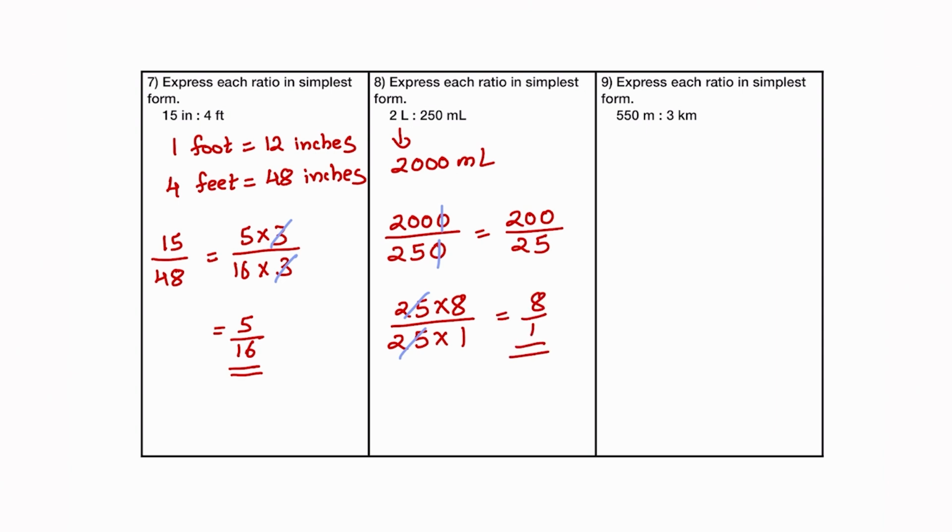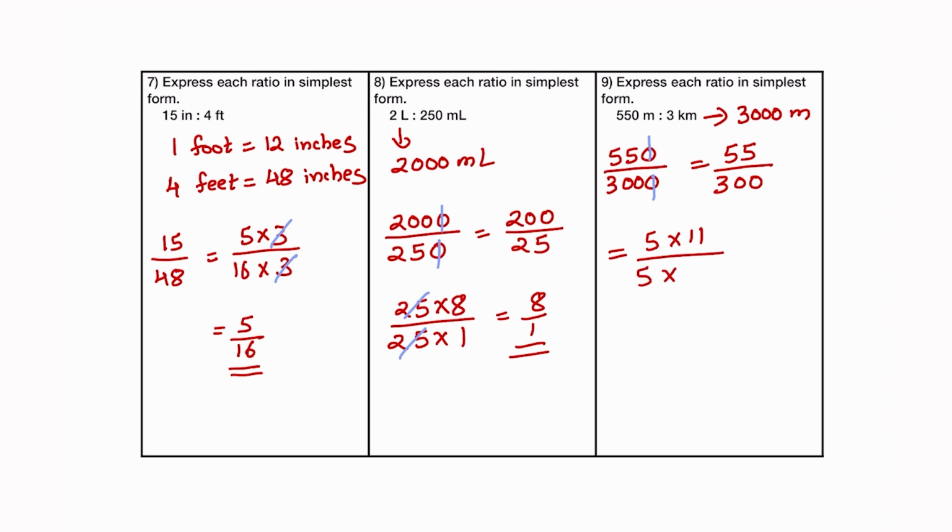Next, 550 meters and 3 kilometers. 3 kilometers is, yes, 3000 meters, because 1 kilometer is 1000 meters. So this is 550 over 3000. We take the 0 and 0 out, which means we have 55 over 300, and that can be written as 5 times 11 is 55 and 5 times 6 is 30, right? But this is 300, not 30. There's an additional 0 there. So instead of 6, we will say it is 60, and we take this 5 out, the common factor, and that means the answer is 11 over 60.